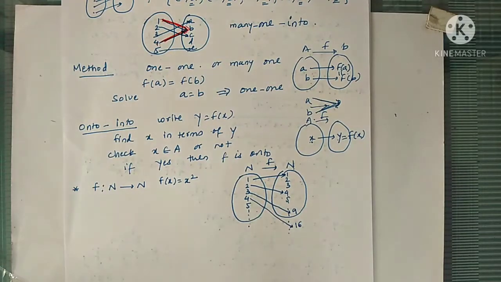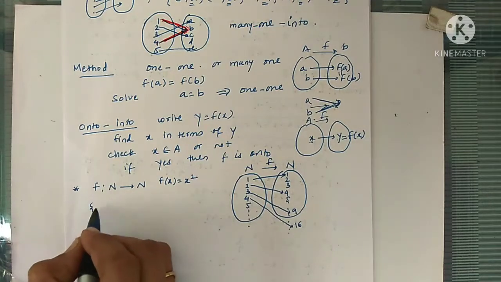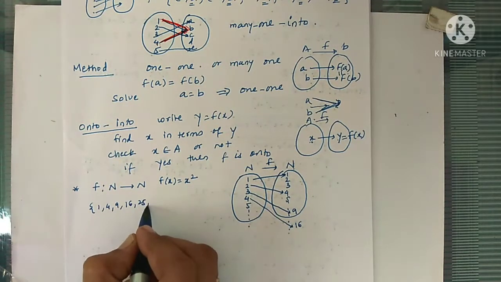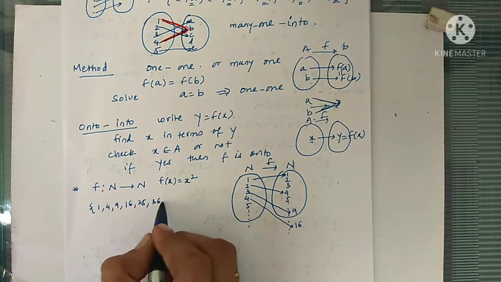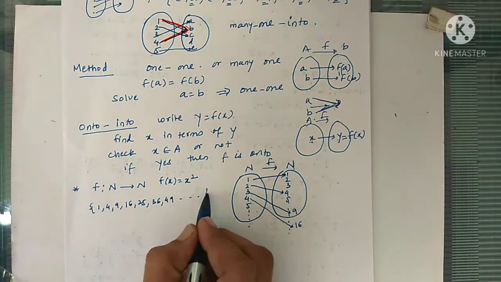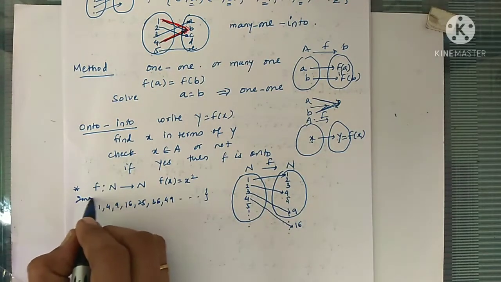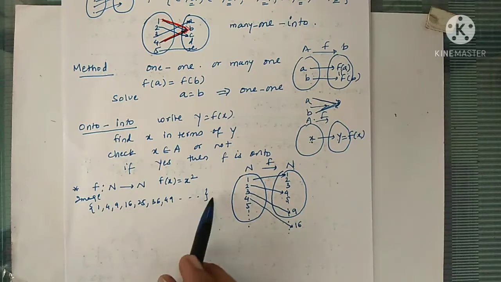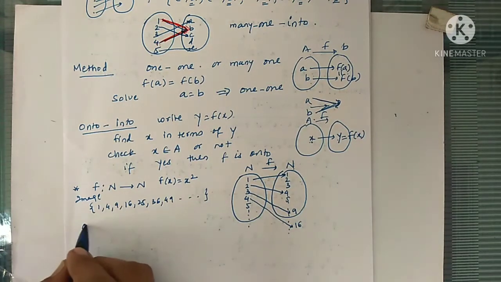You can see here what will be the images of these elements in set N. So the images will be 1, 4, 9, 16, 25, 6 square is 36, then 49 and so on. So this is the image set. To find whether it is one-one or many-one, we have to check whether all the images are different or not. And you can see here that all the images are different. The function becomes one-one.